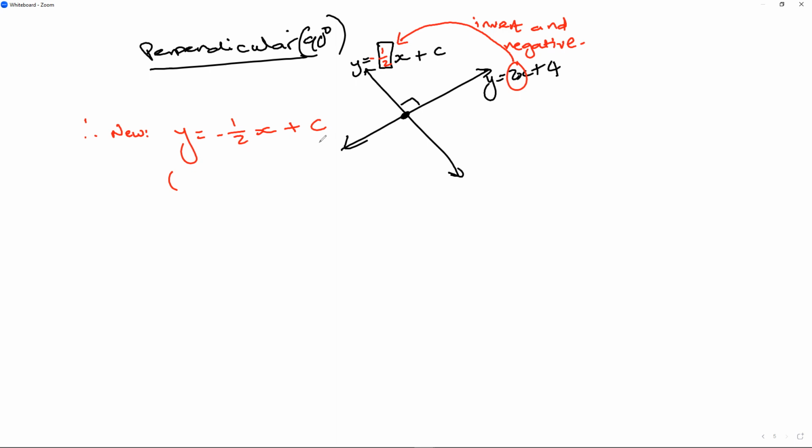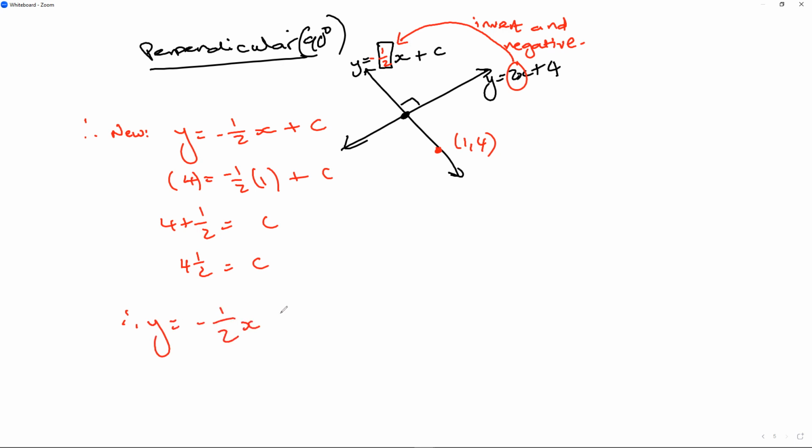And then if we're given a point that this lies on, let's say the point (1, 4), then I can substitute 4 in for y and 1 in for x, and that'll become 4 plus half equals c, which is 4.5, which is 9/2. So we end up with y equals negative a half x plus 4.5 for this equation.